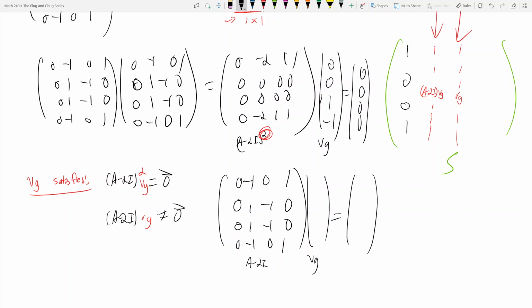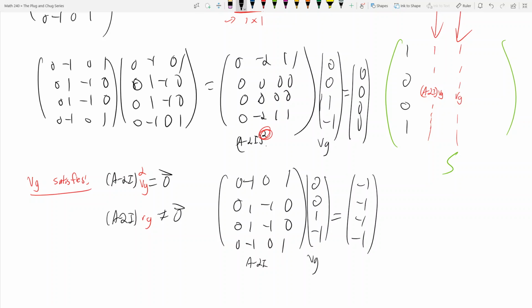This works, right? Because the first row is 0, second row is 0, third row is 0, fourth row is 1 minus 1, 0. Okay, cool. So now we put it down here: 0, 0, 1, negative 1. And what do I get? I get negative 1, negative 1, negative 1, negative 1. Cool. So this works. We found VG. VG is a generalized eigenvector. That's why I call it VG, V sub G. The G stands for generalized.